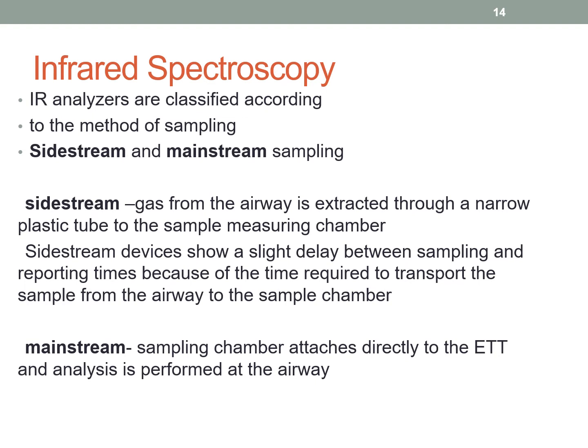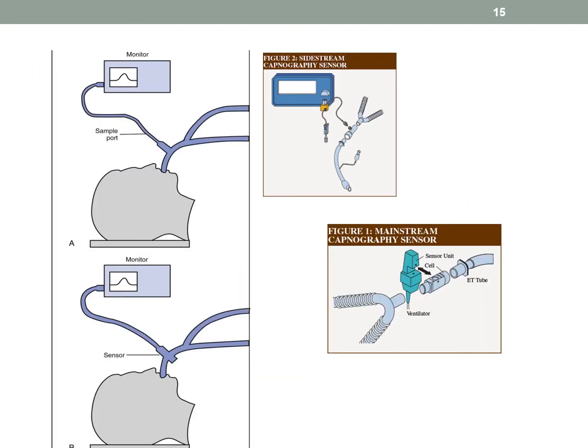Alright, that's where we're going to talk a little bit here. There are two different types, and I know there's a question on the test about this. On the next page, you'll see a picture of examples of whether it is side stream or mainstream sampling. So side stream, actually I'm going to go ahead and go to the next slide so I can refer to it as I'm showing you the picture.